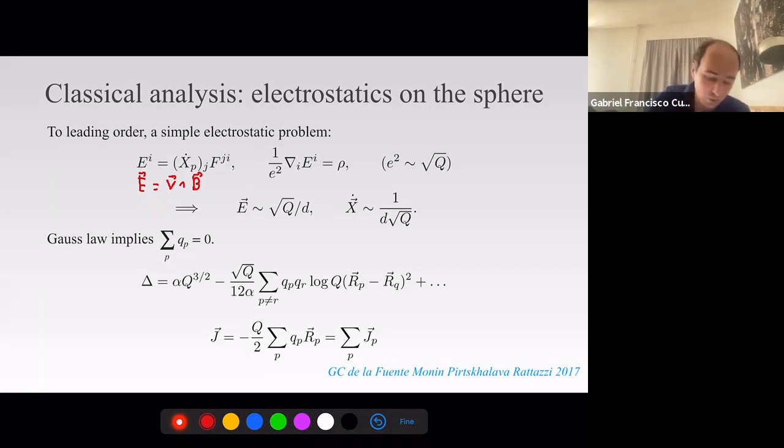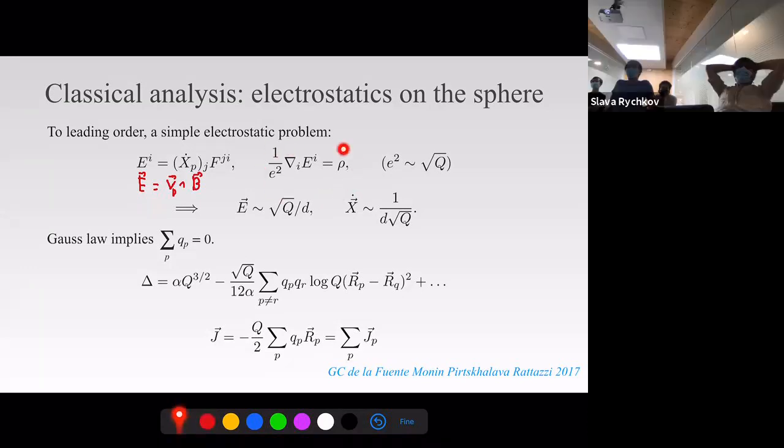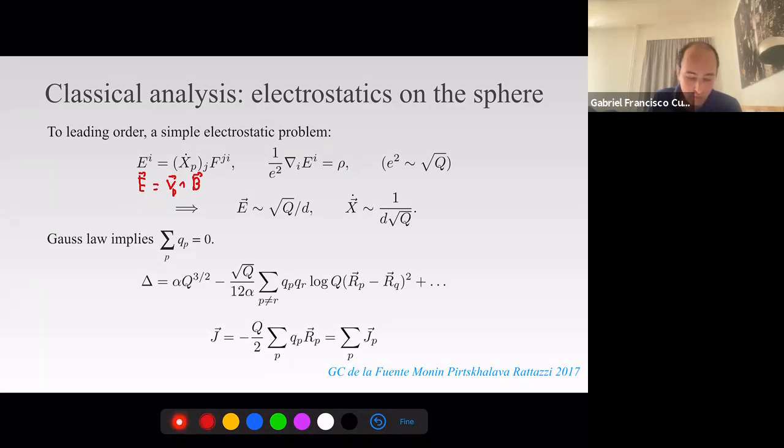And v is the velocity of the vortex, of course. And the electric field is set by Gauss law. So if you solve this equation, you find the electric field is of order square root of Q, so it's smaller than the magnetic field, which is of order Q. And the velocities will generically be small unless the vortices come very close. So we are dealing with non-relativistic particles in some electric and magnetic fields. So it's really an electrostatic problem on the sphere.